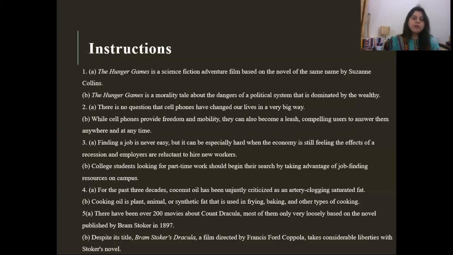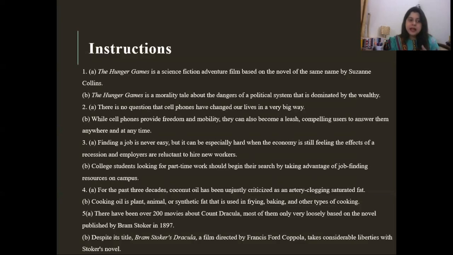Your job is to identify the well-written thesis statement. The second one is, The Hunger Games is a morality tale about the dangers of a political system that is dominated by the wealthy. So what do you think? Which one is a better thesis statement? Ask yourself, choose one. Stop and choose one.